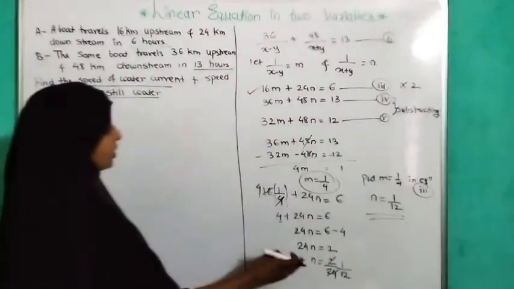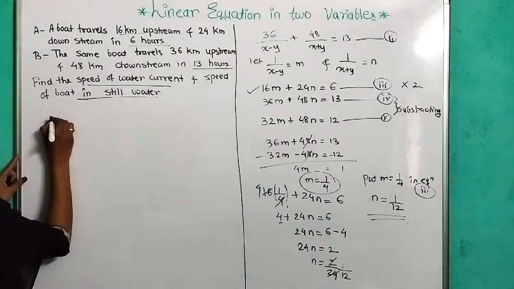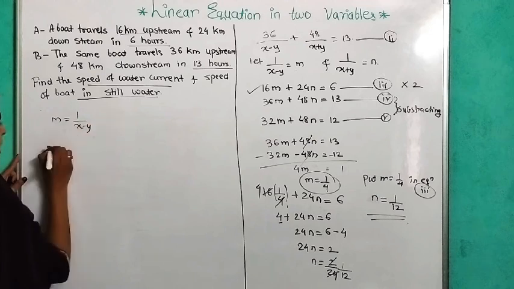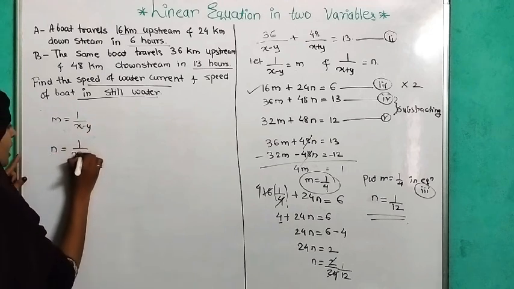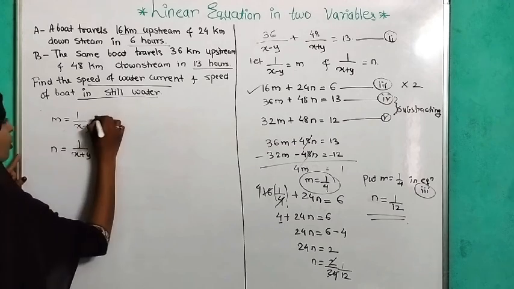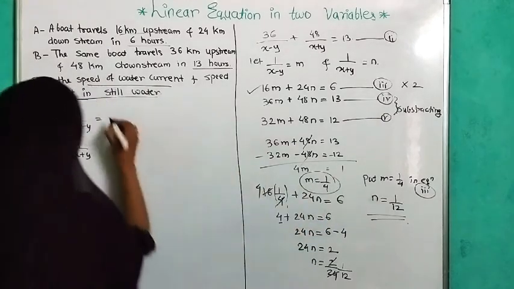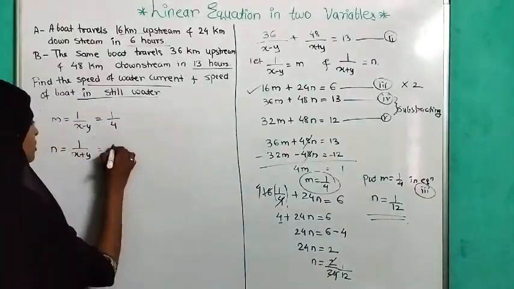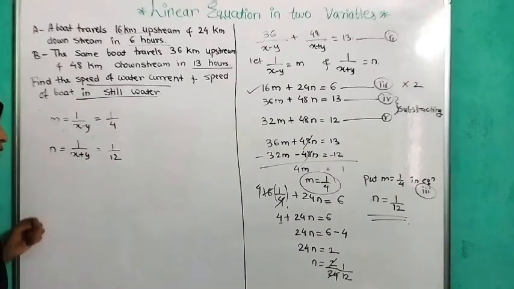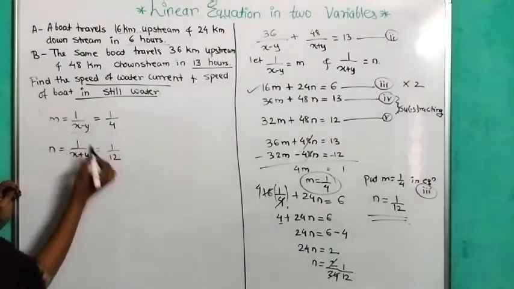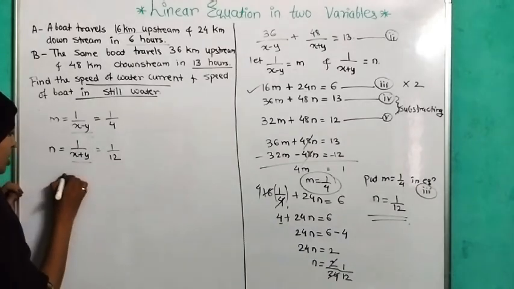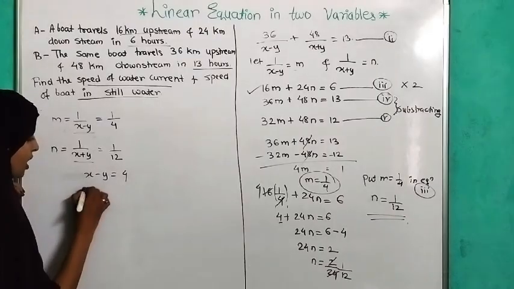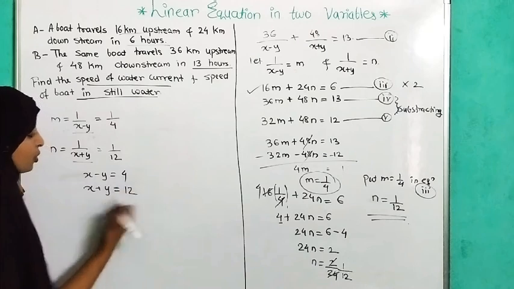Means we have considered m and n. Means m is equals to 1 upon x minus y, and n is equals to 1 upon x plus y. But we get the value of m is equals to 1 upon 4, and value of n is equals to 1 upon 12. So what we are going to do here, we are going to find the value of x minus y and x plus y. So x minus y is equals to 4, and x plus y is equals to 12.